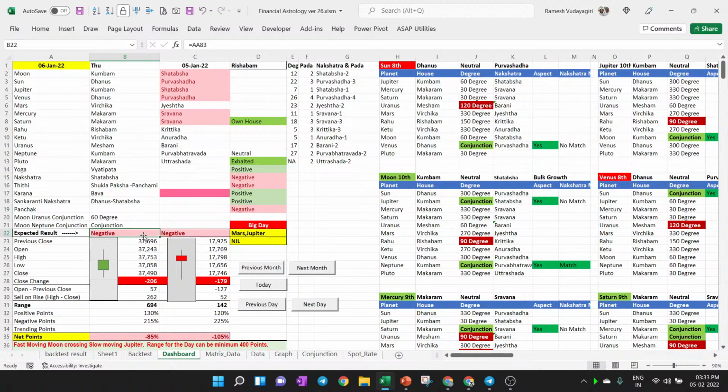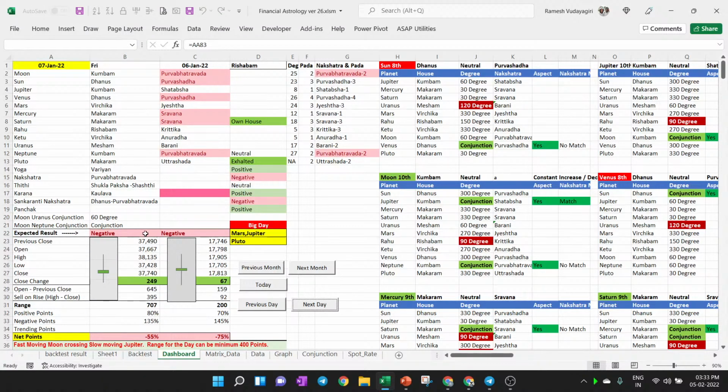So in this case, the negative view was there. The market opened gap down, and the positions you have been holding overnight will give good returns, and you should exit. Next day, if you see here, the next day was a failure. I told you 7th, 10th and 12th.